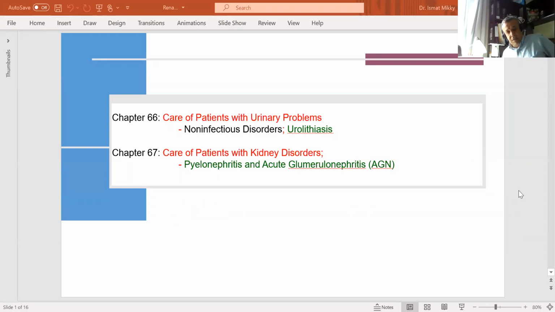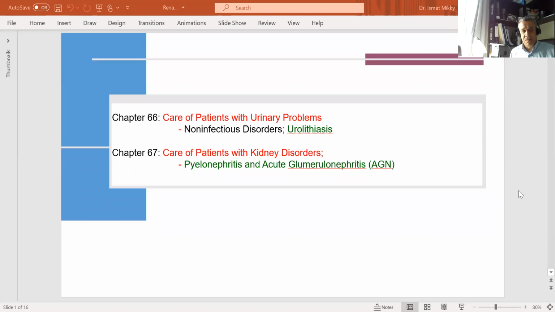Hello, everyone. So this is the last lecture on renal and urinary problems, as part of the Adult Health 2 course. So we have two chapters here, two content areas. The first one, the care of patients with urinary problems, which will focus on urolithiasis, which is kidney stones.